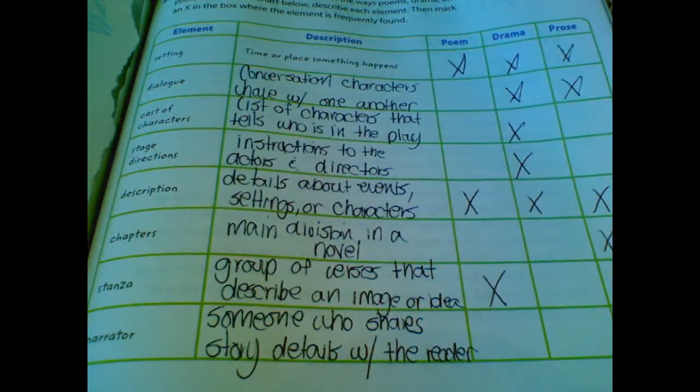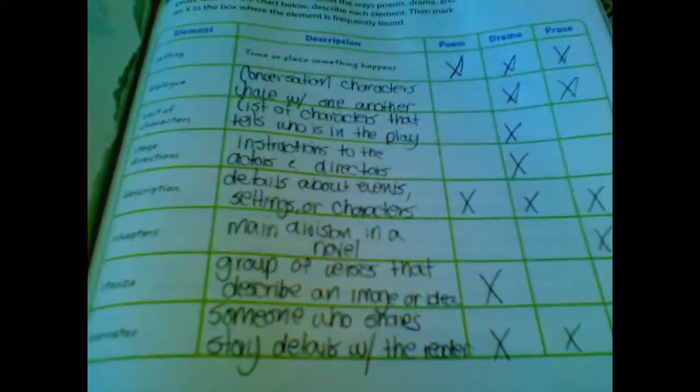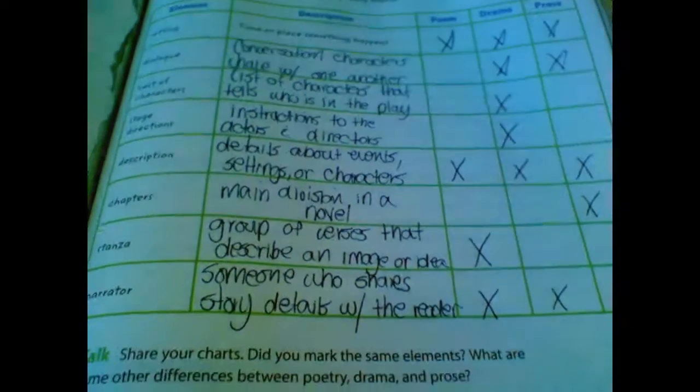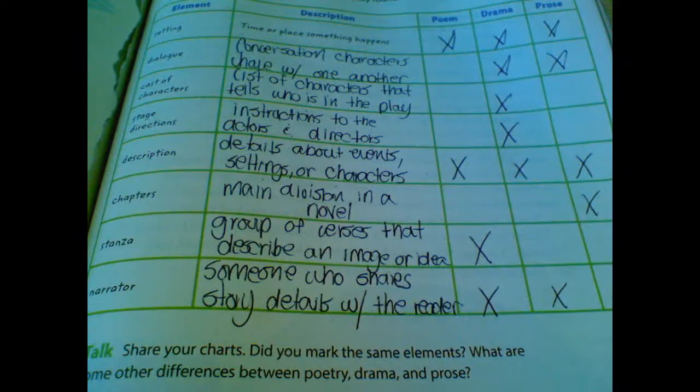And think about that. We could find a narrator in all three of our forms of literature. Okay? All three. All right, look down at the bottom. Share your charts. Did you mark the same elements? What are some other differences between poetry, drama, and prose? Now, I want you to think about this for a second. Which one is the easiest for you to read?